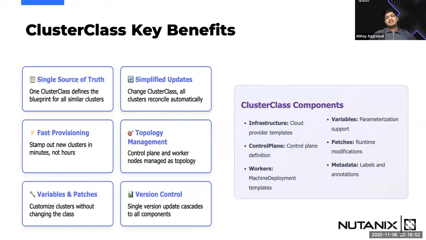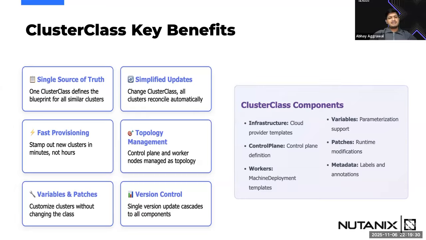Now let's talk about some ClusterClass key benefits. Right. So, single source of truth. This is about consistency and governance. Security team wants all production clusters to have specific settings defined in ClusterClass. No more cluster drift where each cluster evolves differently over time. Simplified updates. This is a killer feature for the operations team. Kubernetes 1.28, suppose, has a critical CVE. Update the version in your ClusterClass. CAPI automatically rolls the update across all the clusters using that class. It respects best practices: control plane first, then workers, rolling updates.